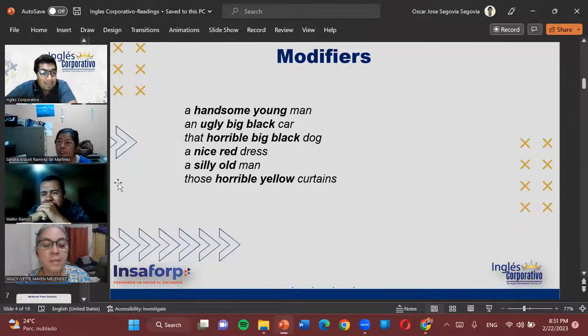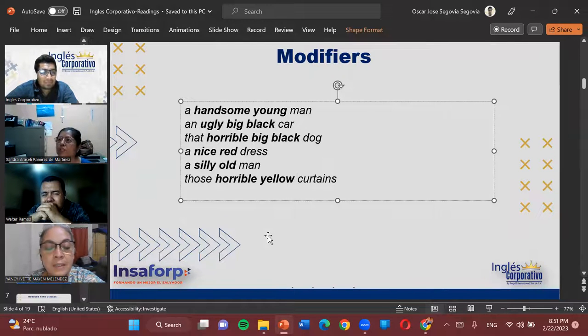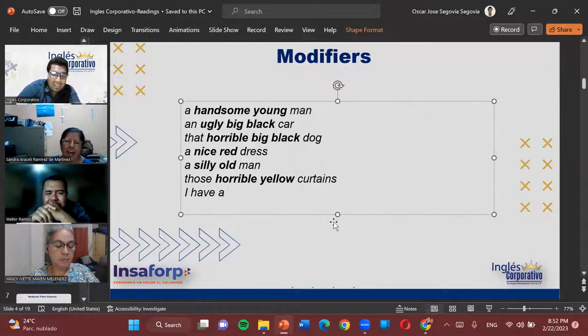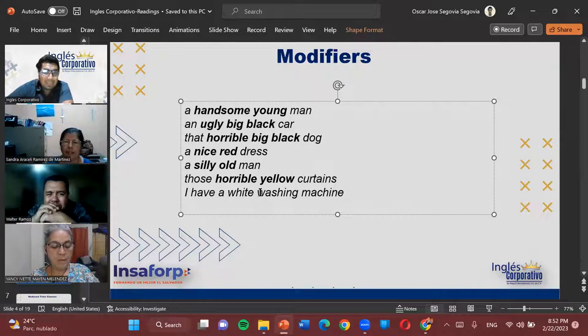Can I say something? Tell me. I've got a white washing machine. Okay, I have a white washing machine. So here we have two different ones. And here is one, look, that is another.